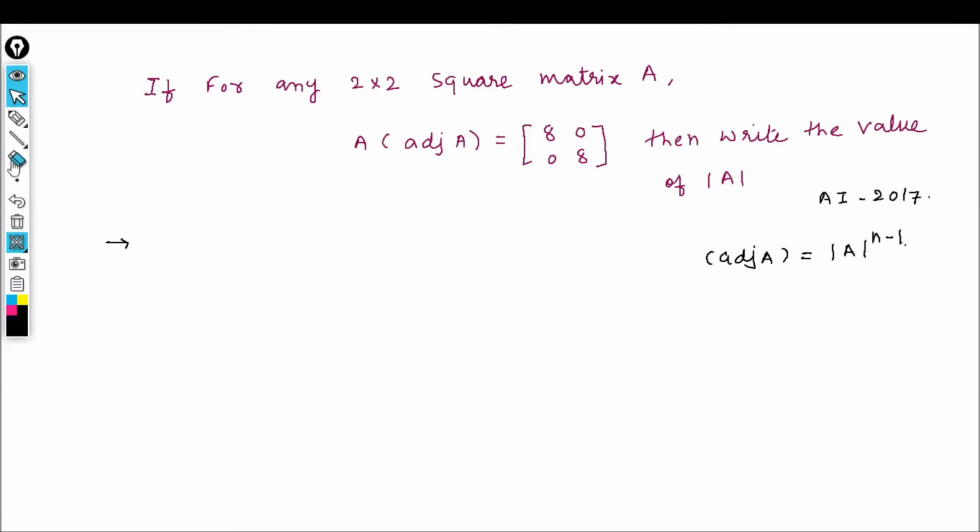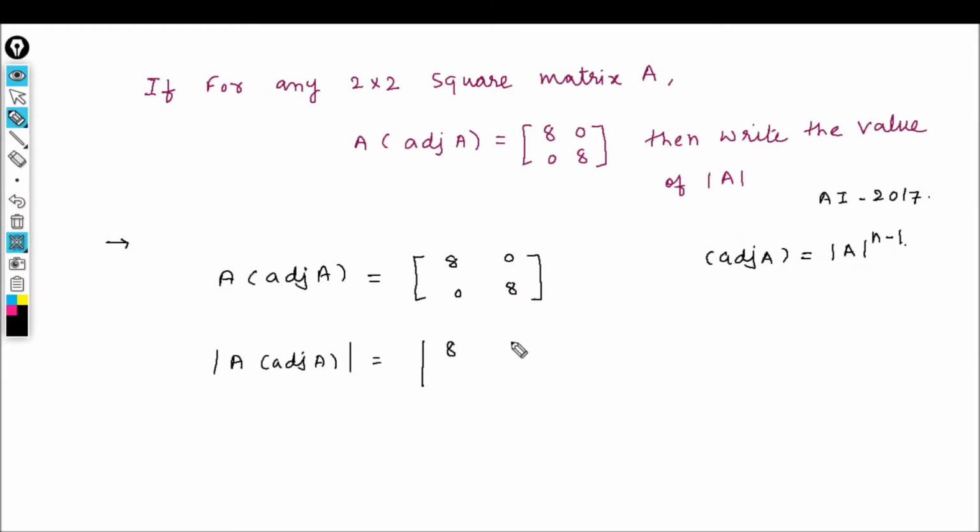So let us write, students. What is the given condition here? A into adjoint of A is equal to the matrix [[8, 0], [0, 8]]. We have to calculate determinant of A, बच्चों. So taking determinant on both sides, determinant of A into adjoint of A is equal to determinant of [[8, 0], [0, 8]].